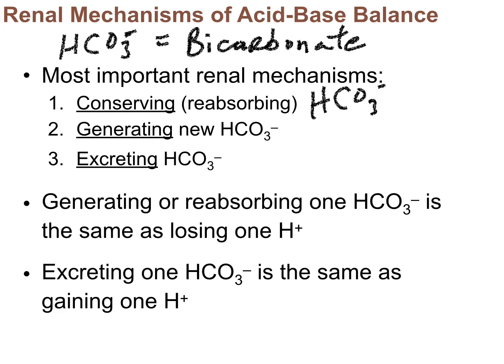Okay, so the most important renal mechanisms are three for the kidneys: conserving or reabsorbing bicarbonate, generating new bicarbonate, or excreting bicarbonate. If we reabsorb, which means we're conserving bicarbonate, remember reabsorption goes into the blood, we're putting more bicarbonate into the blood, right? That's increasing bicarbonate levels. If we generate new bicarbonate, we're putting more bicarbonate in the blood. Both of those things will lower acidity, right?